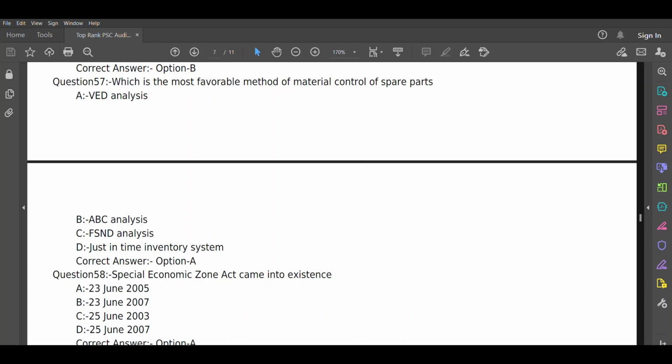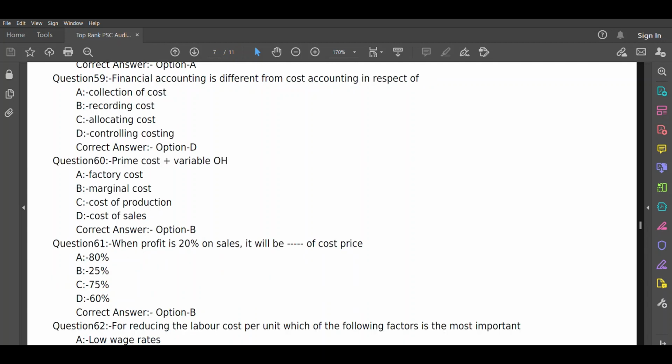Special Economic Zone Act came into existence 23rd June 2005. Financial accounting is different from cost accounting in respect of controlling cost. Prime cost plus variable overhead is marginal cost.